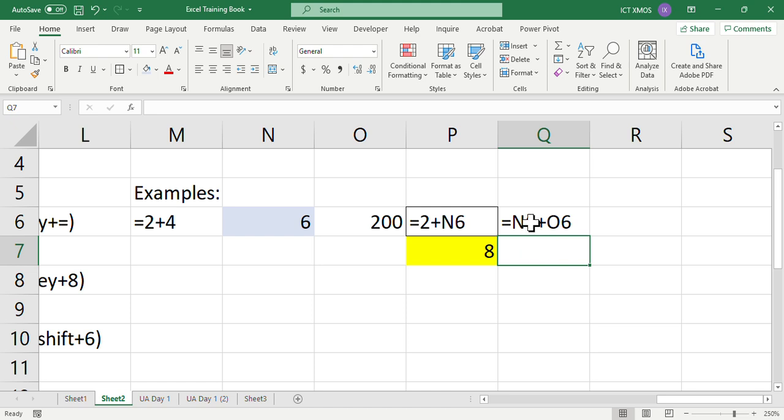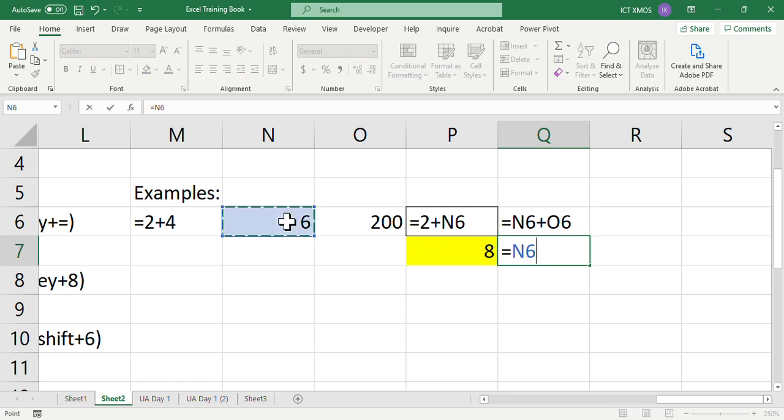So this formula is adding the two. Say N6 plus O6. Can you see it? If you can see it, let me know, Sister Kate. I don't know what I can hear. Sir? I'm with you. Okay. So N6 plus O6 will give you the answer.